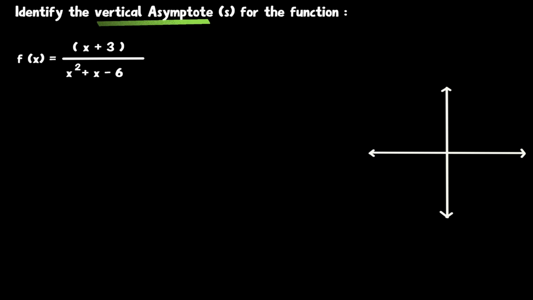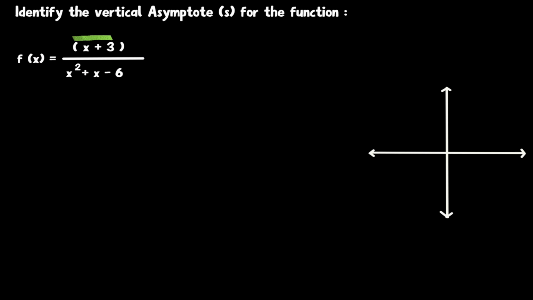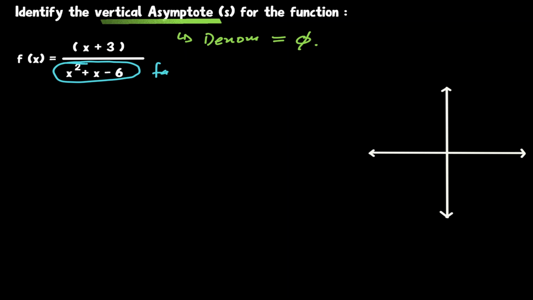So we have the same objective. Let's try to identify the vertical lines. But notice that we have almost the same example. The only thing that is different in this example is that I have changed the numerator to x plus 3. Well, let's try to approach it the same way. If I want to identify vertical asymptotes, let's try to see when the denominator is equal to 0. But previously, we have shown that we can factor this out. For the denominator, we were able to factor it out as x plus 3 and x minus 2.